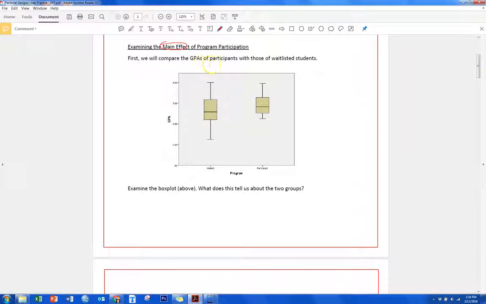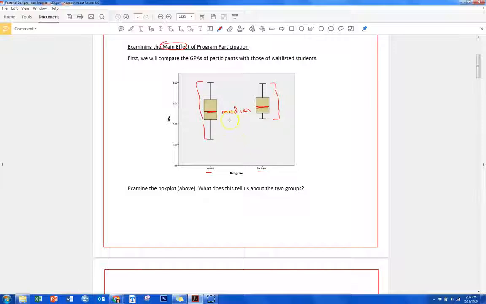First, we'll compare the GPAs of participants with those of waitlisted students. So we have the waitlist kids on this side. We have the participants on this side. So we have a box plot right here. What does a box plot tell us? Well, a box plot gives us the median score. So the center line in a box plot is the median. It's not the mean, it's the median. Many students confuse that, and they think this is telling us the mean, and it's not. It's giving us the median score, and it gives us the range. This is the lowest score and the highest score.